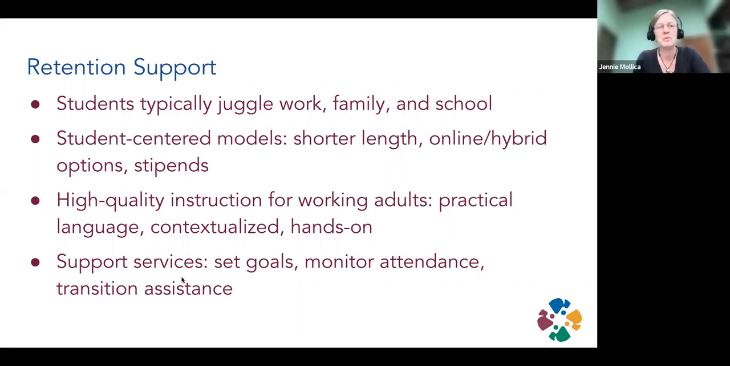Also around retention support, we can't overlook the importance of support services, and many programs are really integrating strong student supports to help students with transitions, but also just support, to make sure barriers don't come up along the way.